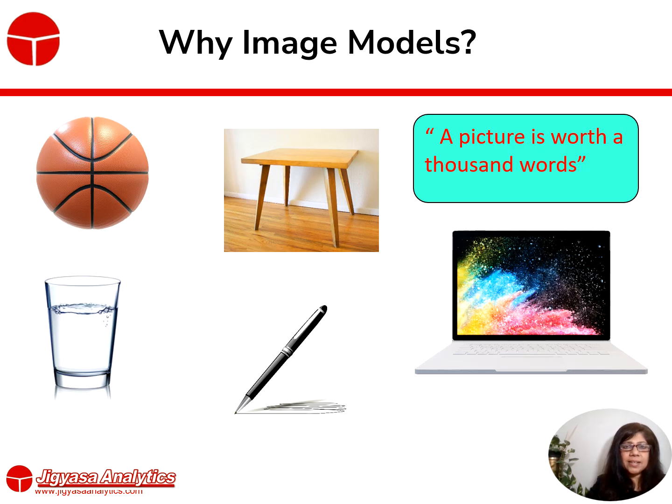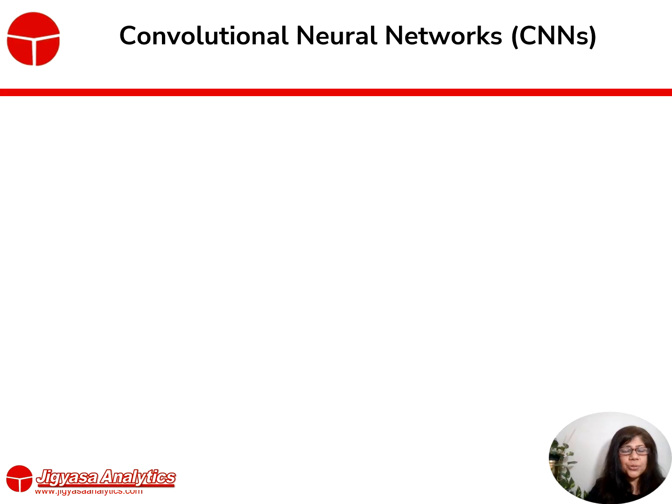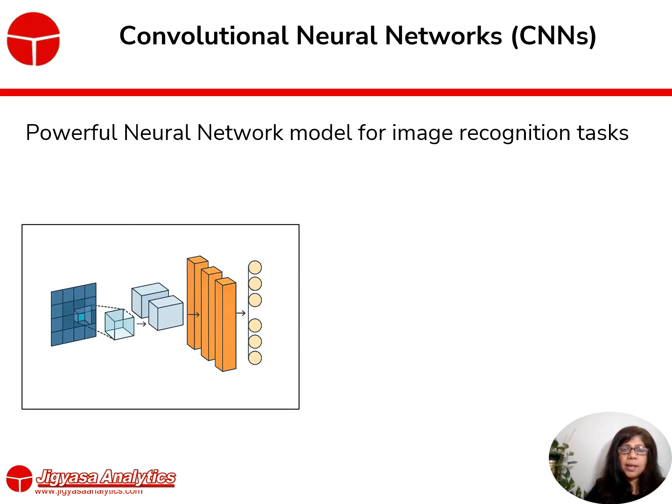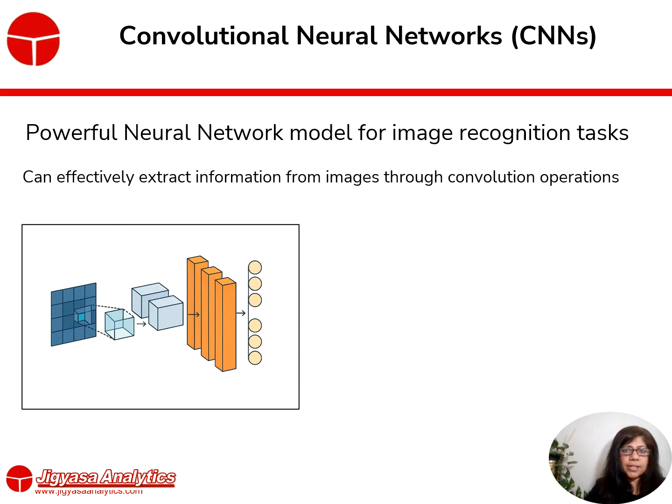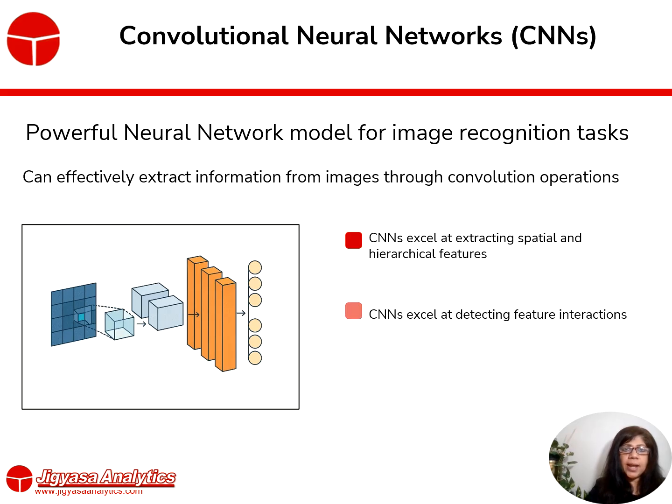In fact, in recent years, image classification has seen major advancements, with deep learning models sometimes achieving above human level performance in object detection and recognition. This has been possible due to convolutional neural networks, which are a type of deep learning neural networks particularly well suited for analyzing visual data like images and videos. CNNs can effectively extract information from images through convolution operations. They excel at extracting spatial and hierarchical features as well as feature interactions from images.